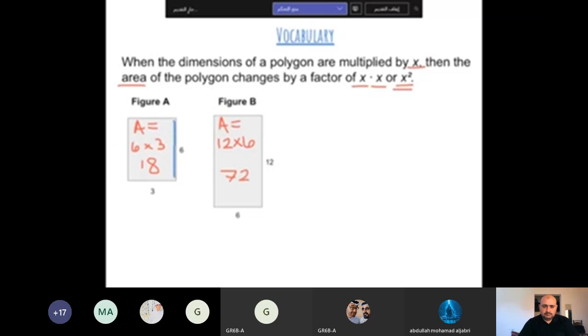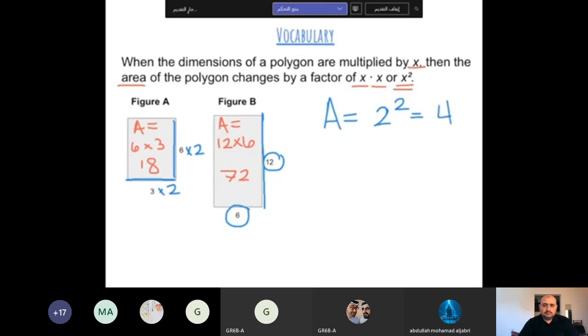The dimensions from figure A to figure B are 2 times greater, so 6 was multiplied by 2 to get 12, and 3 was multiplied by 2 to get 6. So because it's 2 times greater, the area from figure A to figure B is 2 squared times greater. 2 squared is equal to 4 times greater. So let's check if that's true. 18 times 4 gives us 72.